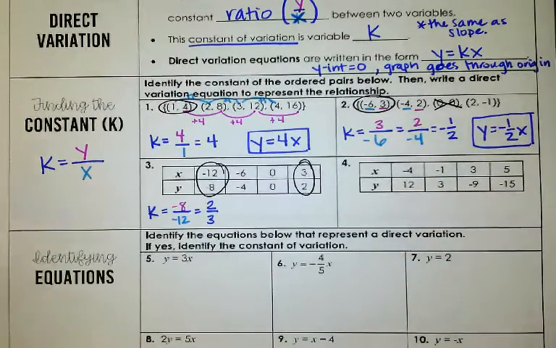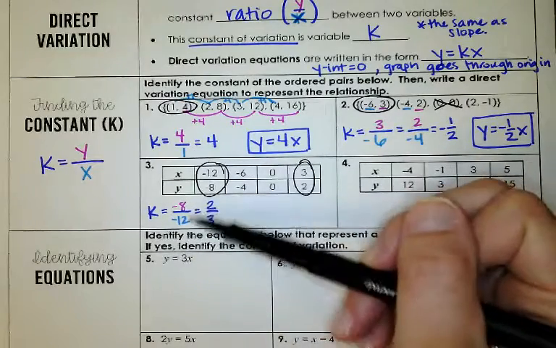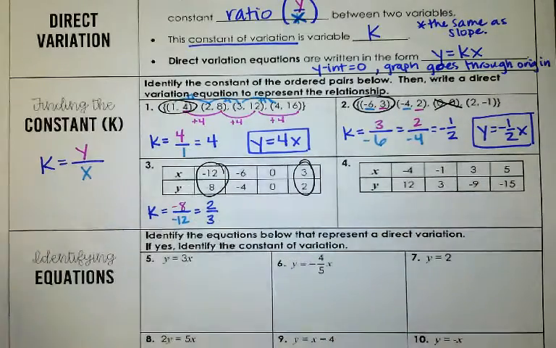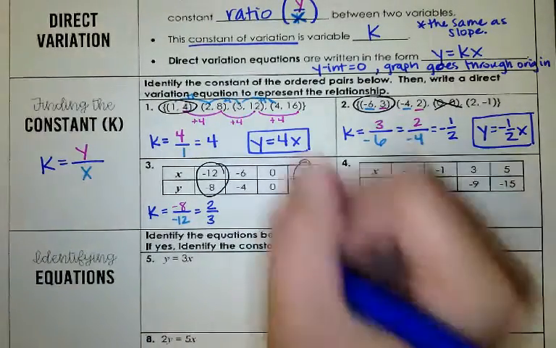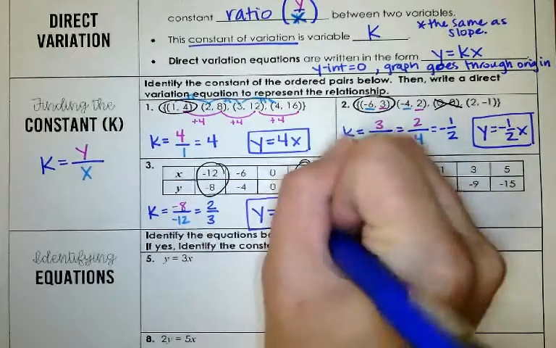So here's the thing, guys. You can pick either one, but when you do -8 divided by -12, it's going to be a positive. And then 8 divided by 4 is 2. 12 divided by 4 is 3. So it's 2/3. So my equation would just simply be y equals 2/3 x. Do y'all feel good about that?